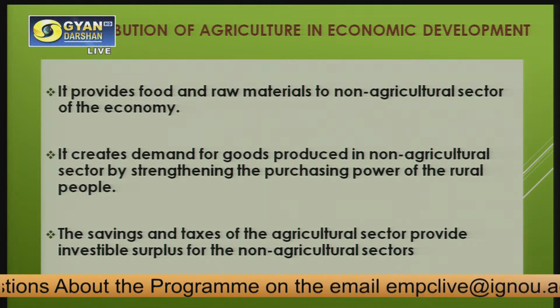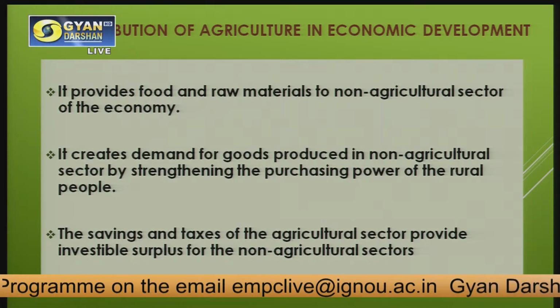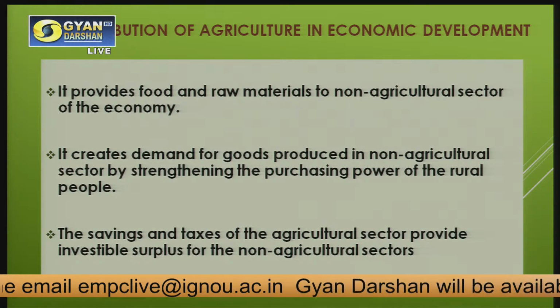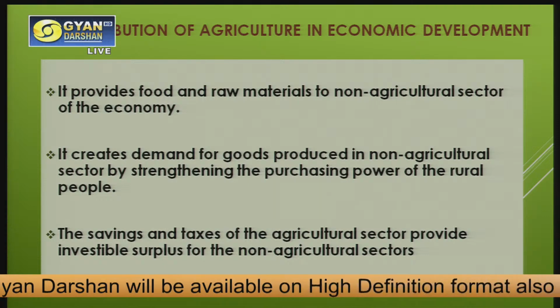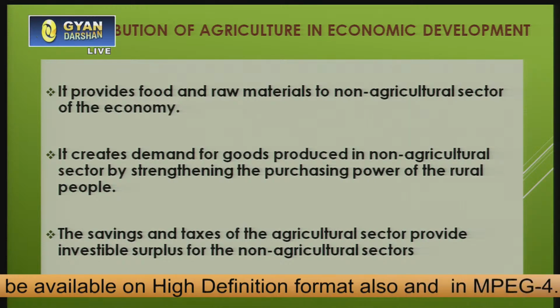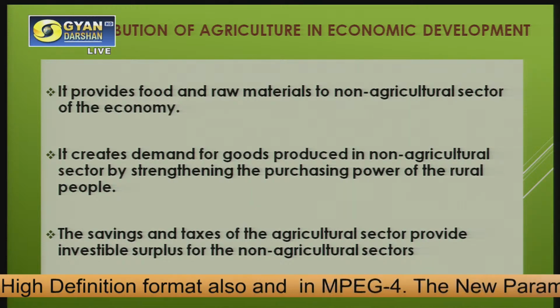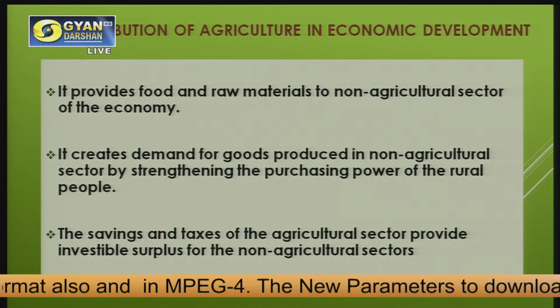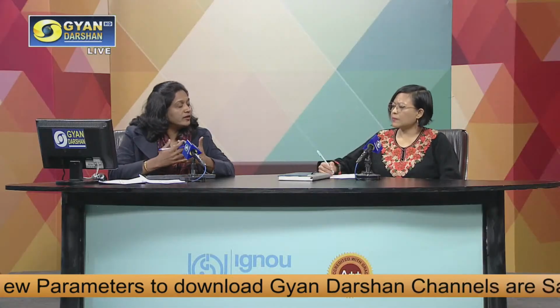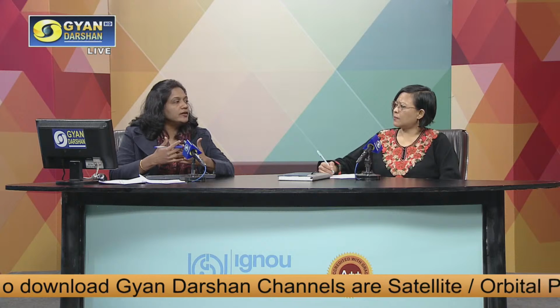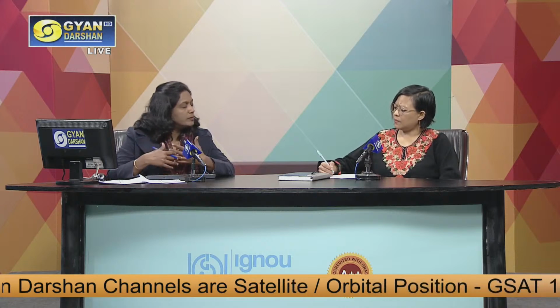Secondly, it also creates demand for goods produced in the non-agricultural sector. How? By strengthening the purchasing power of the rural people. When a rural person or an agricultural laborer is gainfully engaged in farm activities, the income that he or she gets is spent on the purchase of different consumables, which helps in increasing the demand for those consumables, and thus directly or indirectly agriculture also contributes to increasing the demand for non-agricultural commodities.